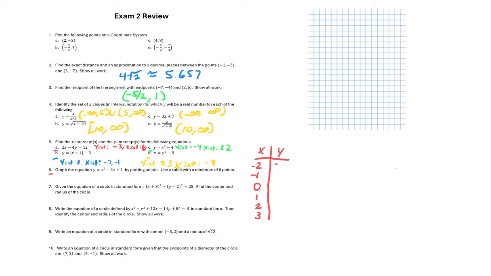So at negative 2, we should get 9. Negative 1, we'll get 4. At 0, we should get 1. At 1, we should get 0. At 2, we'll get 1. And then at 3, we will get 4.